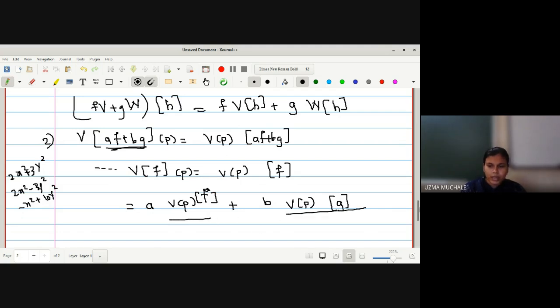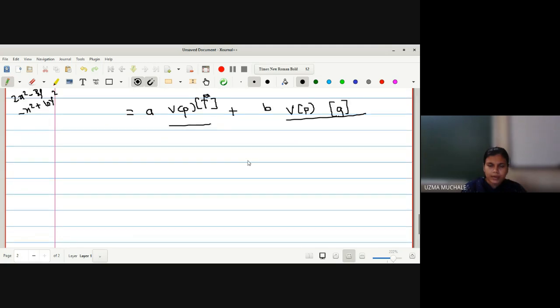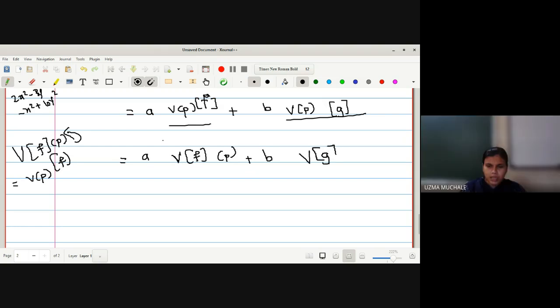Now again you can write the reason here, that I have to use the definition in a reverse way. The directional derivative of function f evaluated on a point-wise application is equal to Vp f. Now if I go in a reverse way, what I get is a, and the value of this I can write as V f at a point p. Correct? And b, V g at a point p.